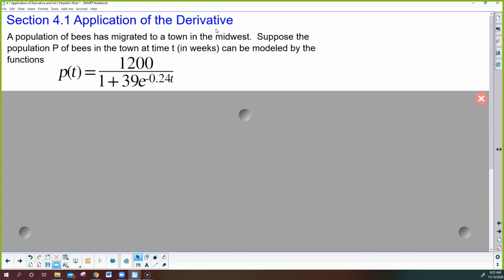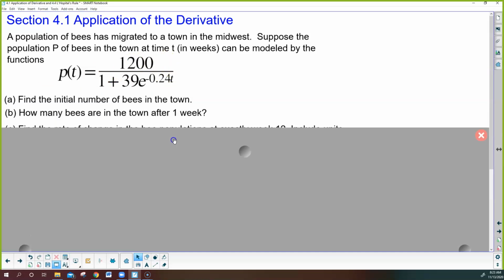My goal over the next month is to keep throwing random warm-up problems in that deal with context. So this is going to be the first one. You don't have to write this whole description, just write the equation. A population of bees migrated to a town in the Midwest. Suppose the population of bees in the town at time t, which is in weeks, can be modeled by the function p of t. So here is the model for our population.